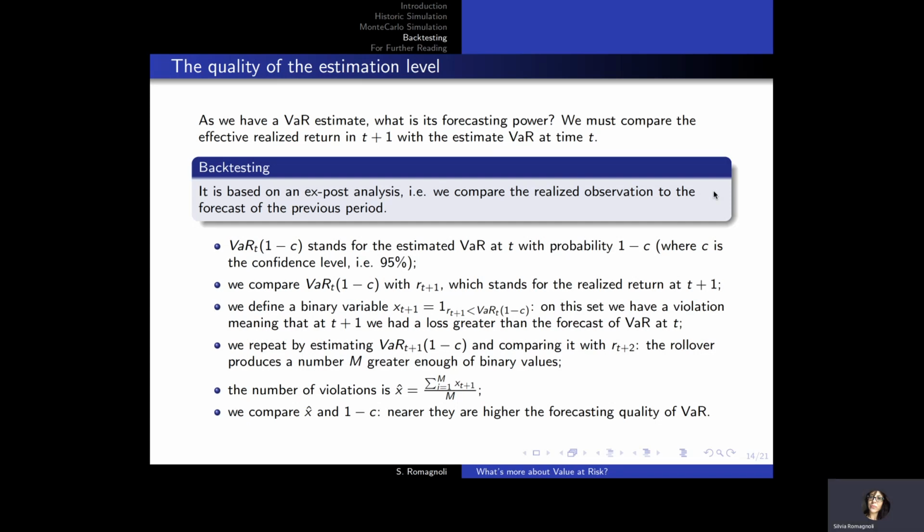The nearer they are, the better the forecasting quality of the value at risk, because 1 minus C stands for the left tail of the returns lower than the value at risk, as exactly the violations are. If the violations overlap 1 minus C, it means that the confidence declared by the value at risk estimate has been respected by the empirical ex post evidence.